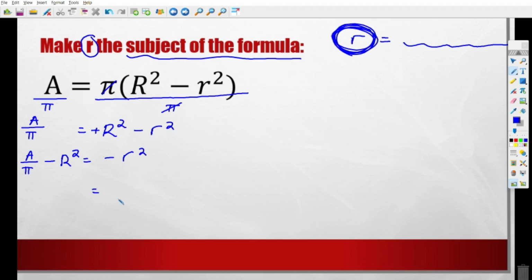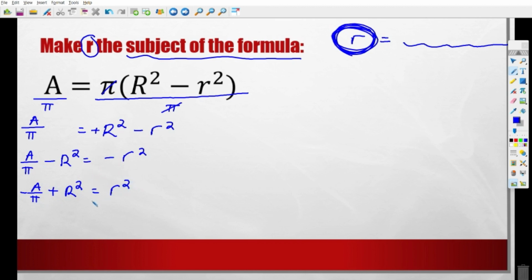Okay, so now what I want you guys to take note of, now I've got two terms on this side. So when I divide by -1, I need to divide everything by -1. Okay, so -1 divided by -1 is going to be positive r squared here. This is going to give me -a over pi, and negative divided by negative, positive r squared. Okay, so when you're dividing by a negative, or dividing by 2 and you've got two terms, you're dividing everything by that.